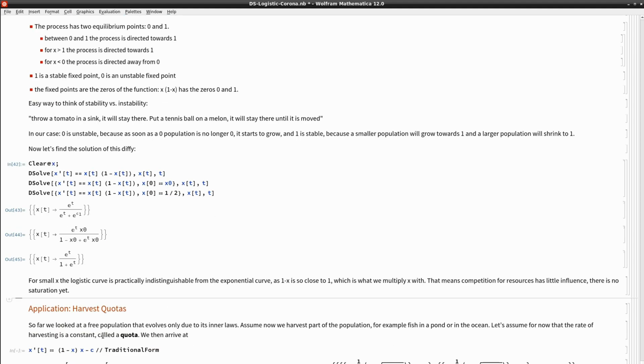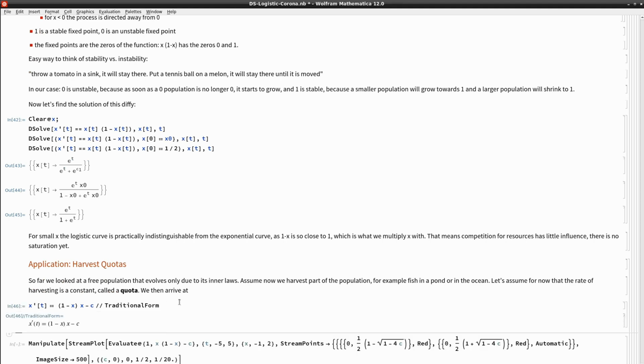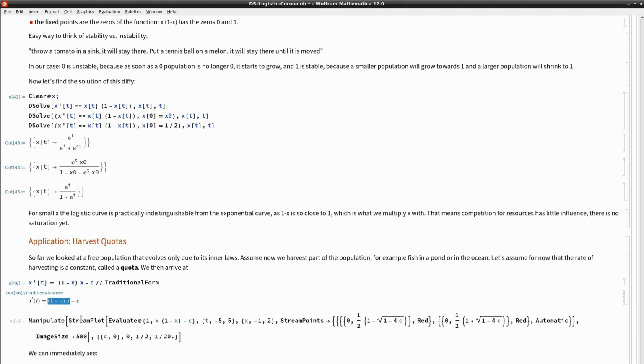And let me give you a few examples. One application is the harvest quotas, the harvesting of a crop or a population using quotas. So far, we looked at a free population that evolves only due to its inner laws. Assume now that we harvest part of the population. For example, we harvest fish in a pond or in the ocean. And let's assume for now that the rate of harvesting is a constant, and then this is called a quota. We then arrive at this differential equation. It's the same that we had above, but we're now subtracting a fixed amount from that population.